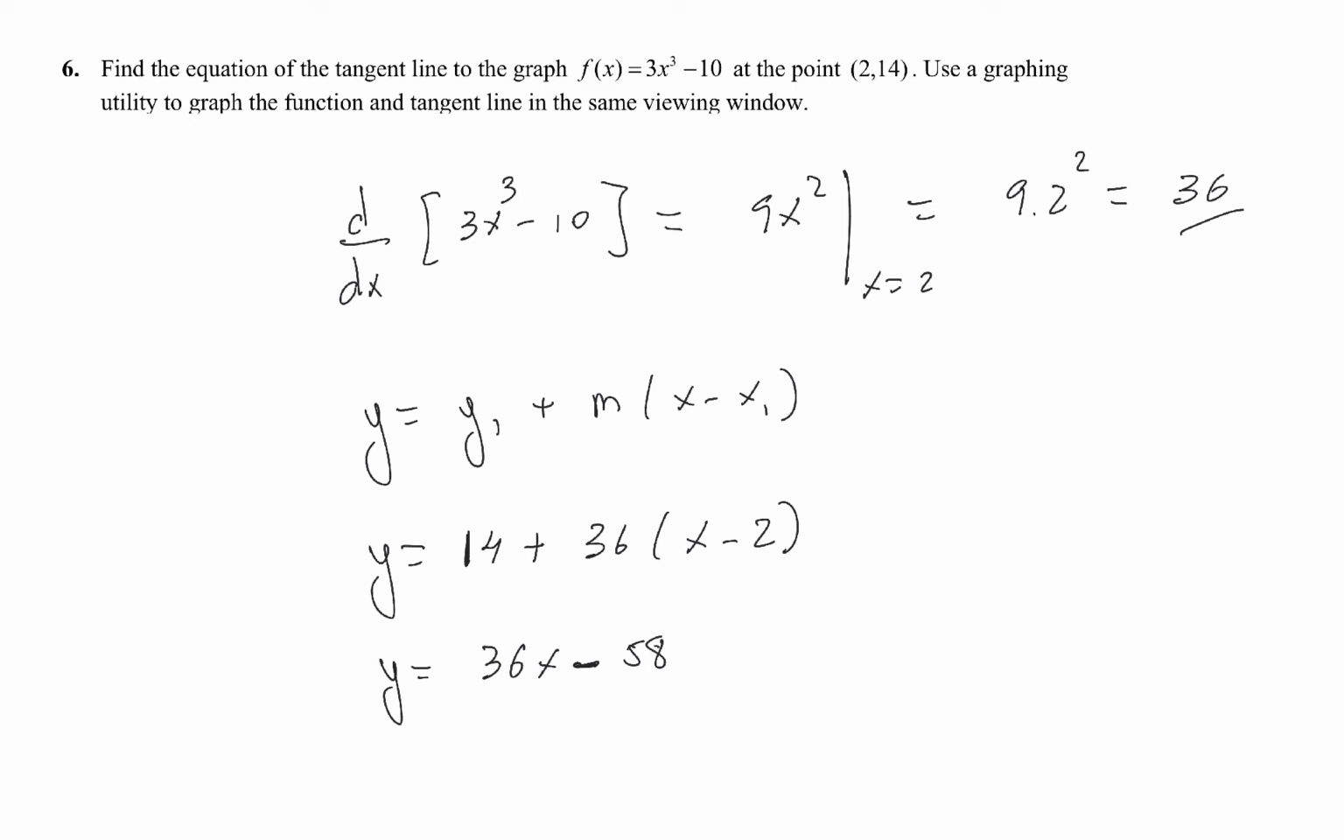So what it says, find the slope. To find the tangent line, we need the slope at the point. We need the slope at the point x equal 2. So we find the derivative. The derivative of 3x cubed is 9x squared. The derivative of 10 is 0. So the slope evaluated at x equal 2 is 36. So the equation of the tangent line will be y equal y1 plus m multiplied by x minus x1. y1 is 14, x1 is 2, the point, and the slope is 36. So the equation of the tangent line is 36x minus 58.